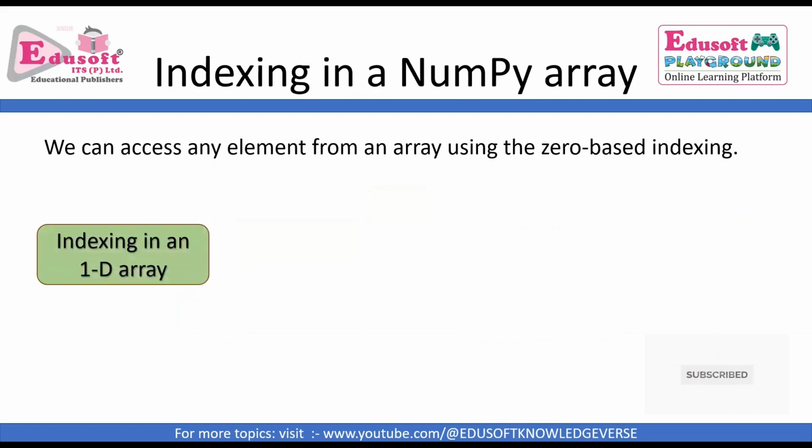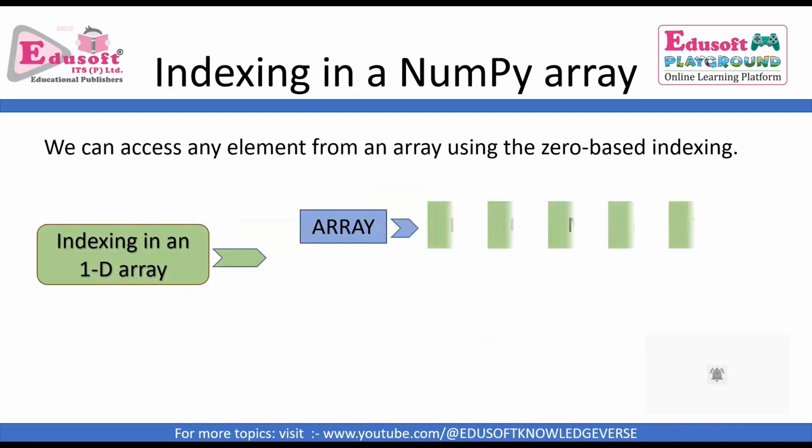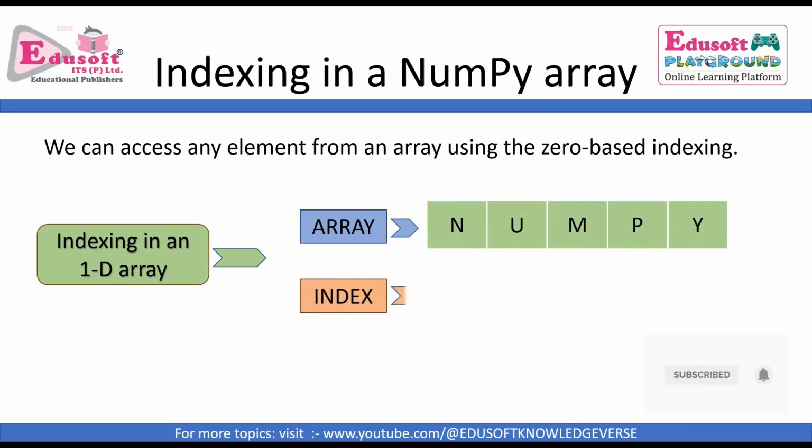Coming to a one-dimensional array, this is our array, N, U, M, P, Y. These are elements, and you can see the index: 0, 1, 2, 3, and 4. How can we access any element using indexing? Let's see. In this array, N is at index 0, U is at index 1, M is at index 2, P is at index 3, and Y is at index 4.